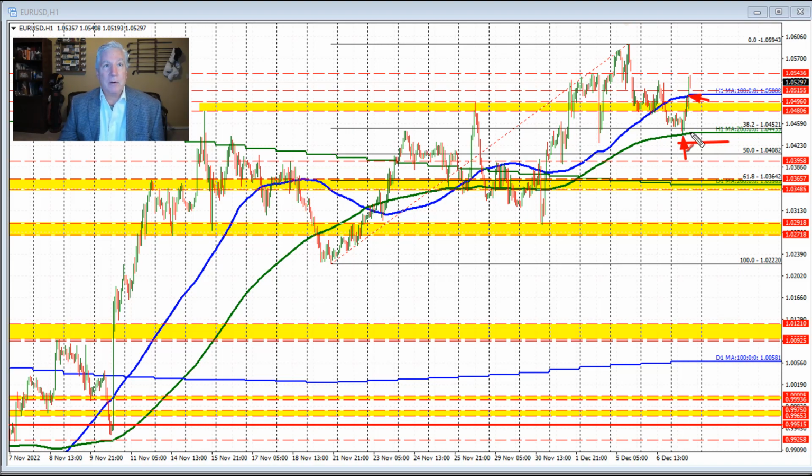The market has moved above that 100-hour moving average into the early New York session and showing more signs to the upside here. Yesterday was a day to go down. Today is a day to go higher, at least for now. It doesn't mean it's going to continue.